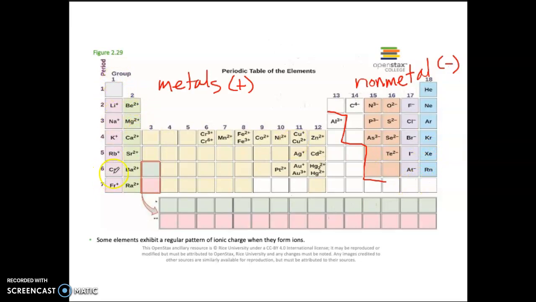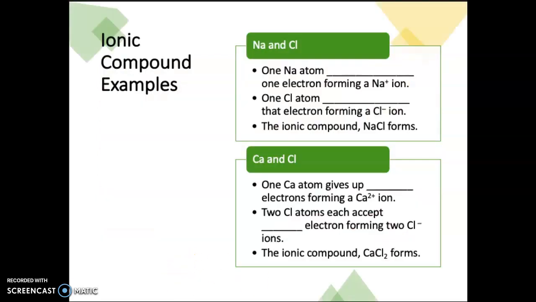So you can look at this periodic table and see that all of group 1 will form a +1 charge, group 2 +2, and over here all of group 17 forms a -1 charge, all of group 16 -2 charge. Some of group 15 is -3, and some of group 13 is +3. But this periodic table will help you greatly in writing and balancing these ionic compounds.